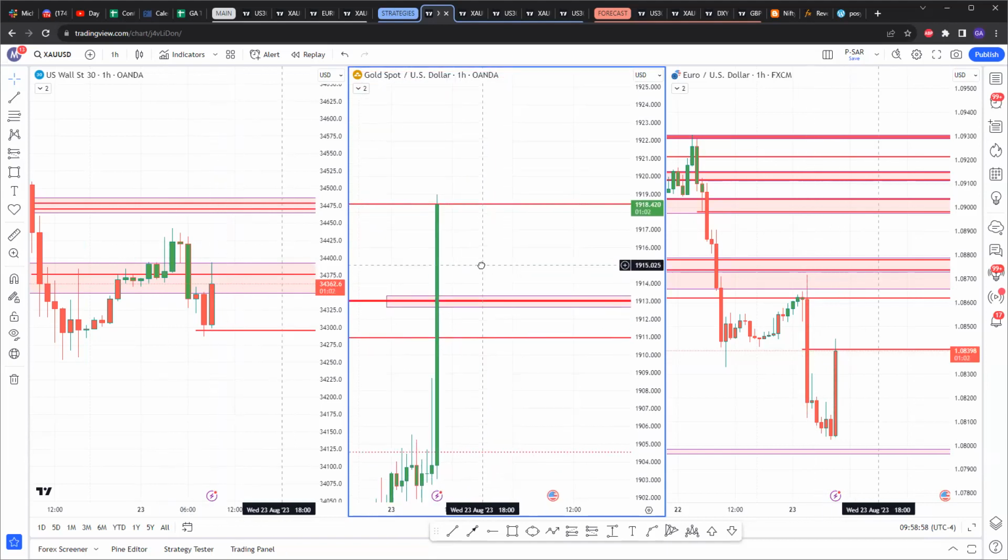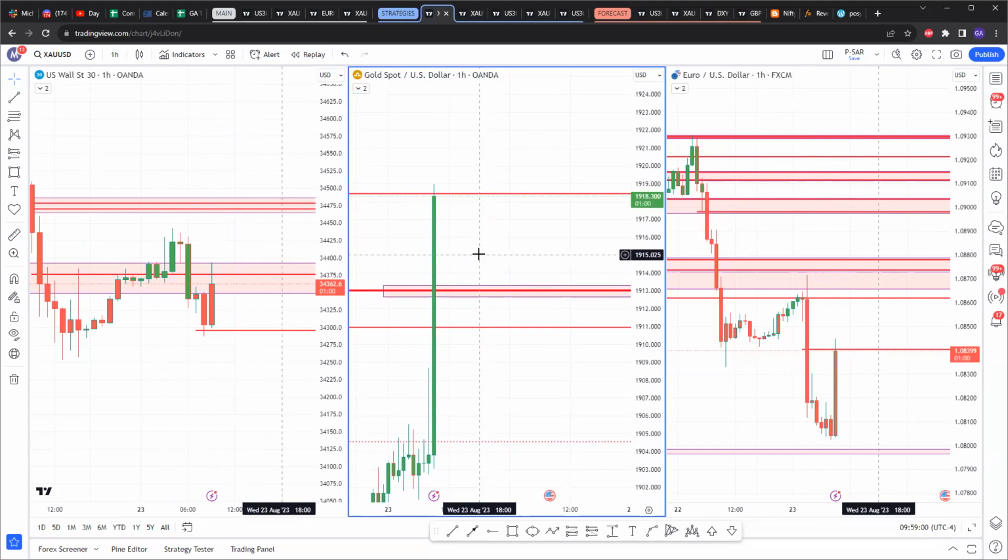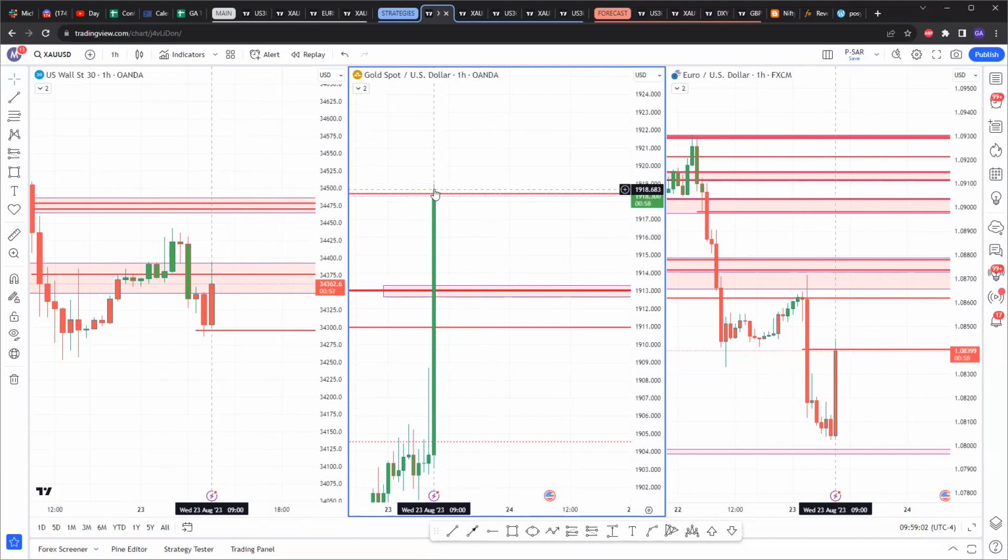So for me to give you that entry, what would need to happen? I would have to retrace all the way from 1918 and close below your double SAR at 1913. And then the next hourly candle would also have to, if it still breaks above here, still close below here for me to give you that entry.